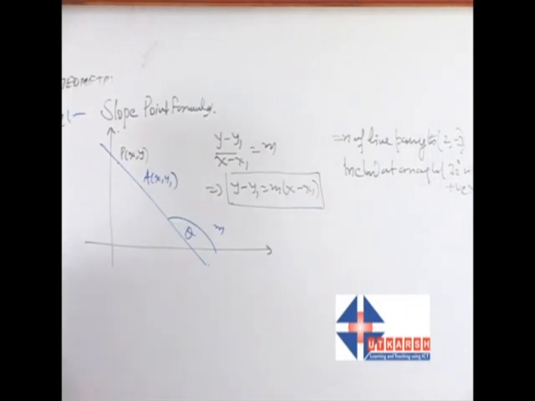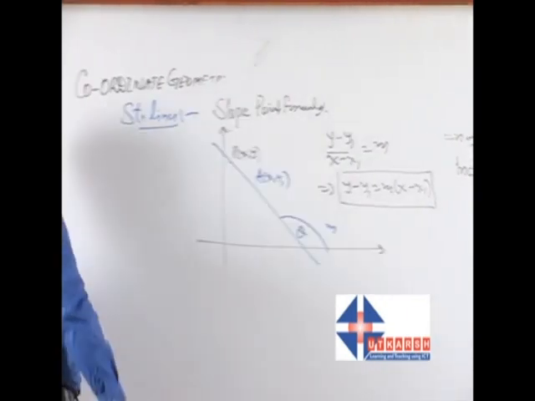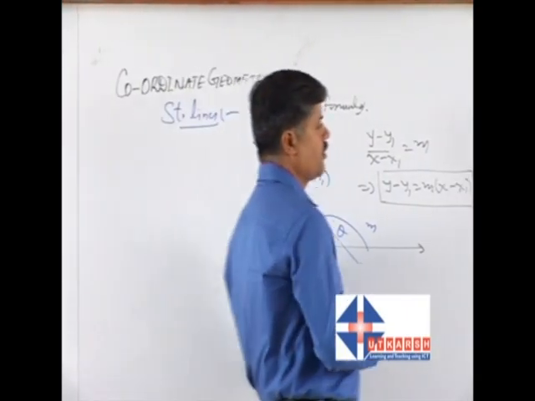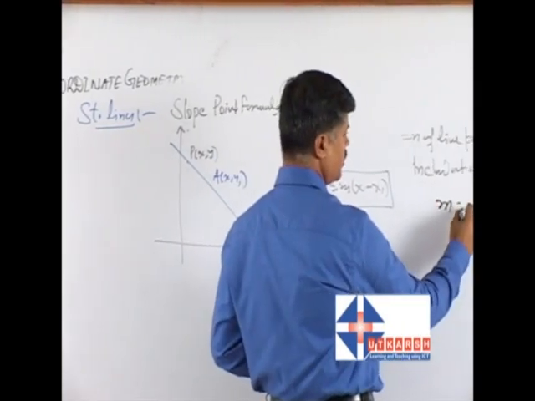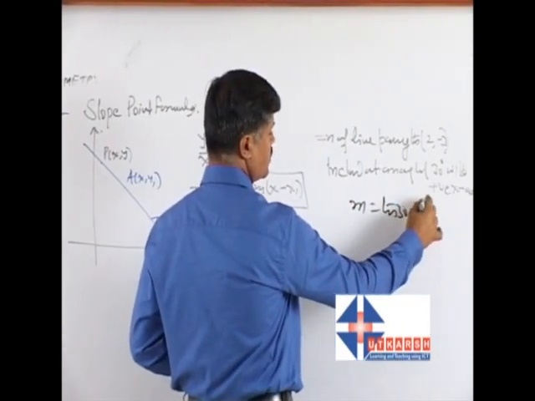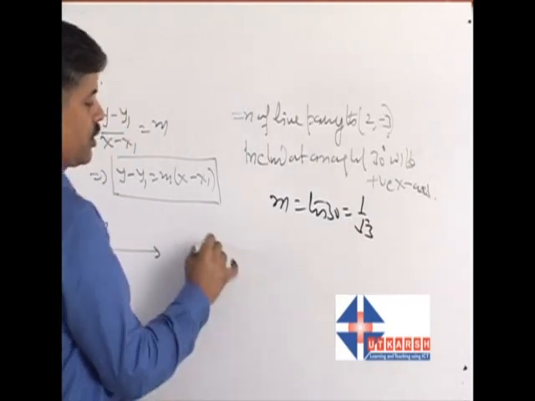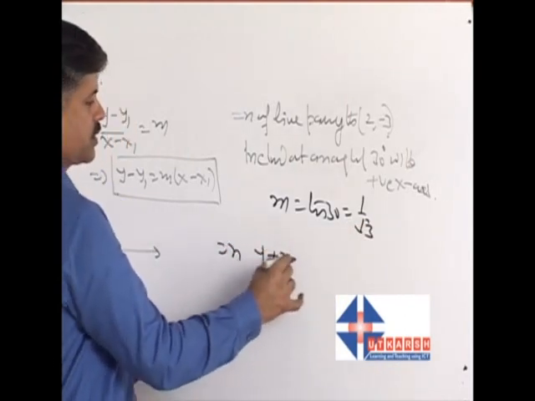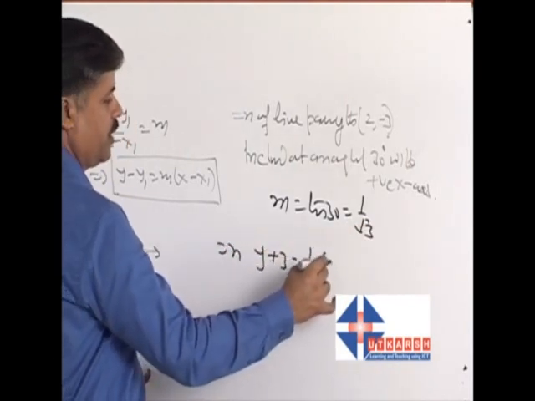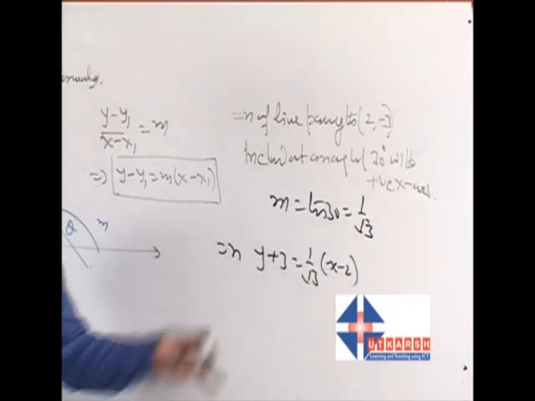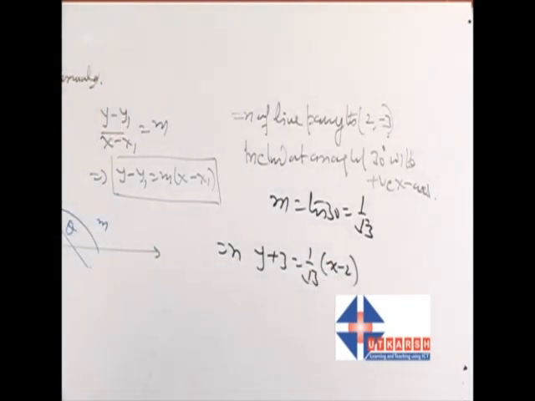Now just find out the slope first. Slope निकालो पहले. Slope m will be tan 30, that is 1 by root 3. Now the equation is y plus 3 is equal to 1 by root 3 into x minus 2. Just write it in a proper form, that gives you the result.